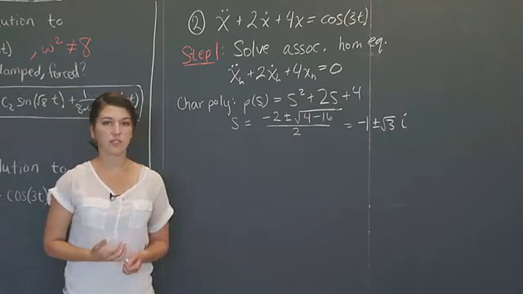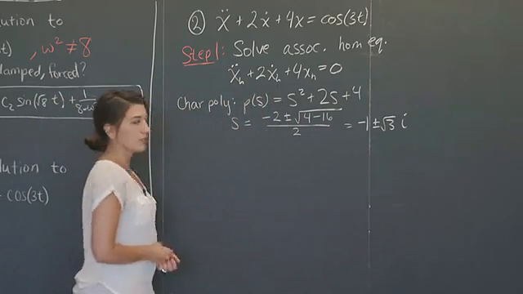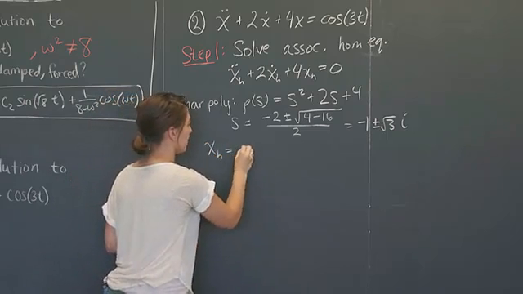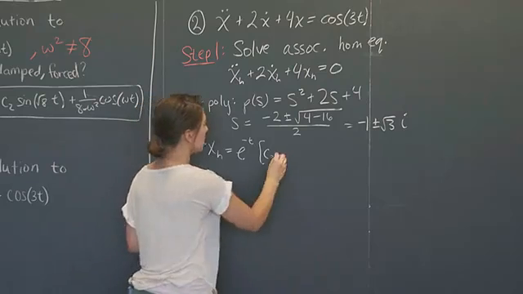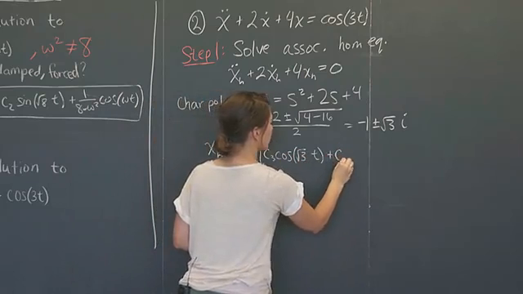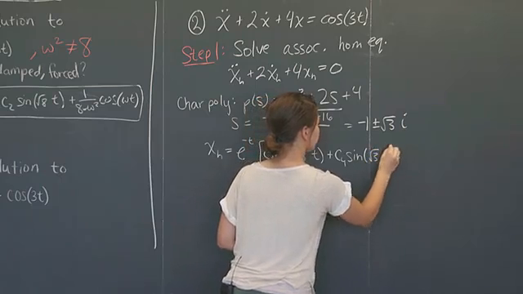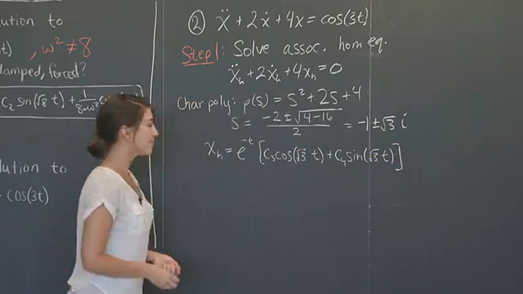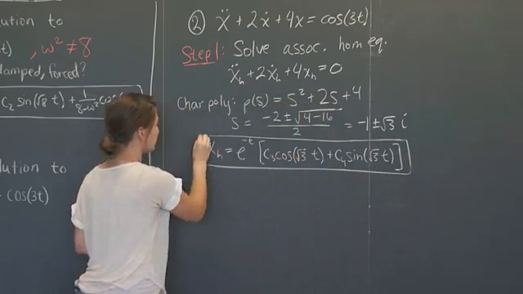Since the roots of the characteristic polynomial now have a real and an imaginary part, the solution to the homogeneous equation is written as follows. It will be e to the minus t times c3 cosine square root of 3t plus c4 sine of square root of 3t, where c3 and c4 are arbitrary constants. So this is the solution to the associated homogeneous equation.